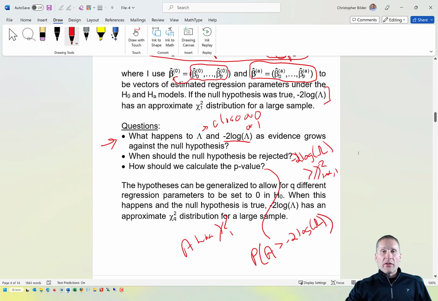Now, one could also set up these hypotheses for more than one of these regression parameters, these betas, to be set equal to 0. And if that occurs, then the chi-square distribution that you're using has, let's say, q degrees of freedom, where q is the number of parameters set equal to 0 in the null hypothesis.